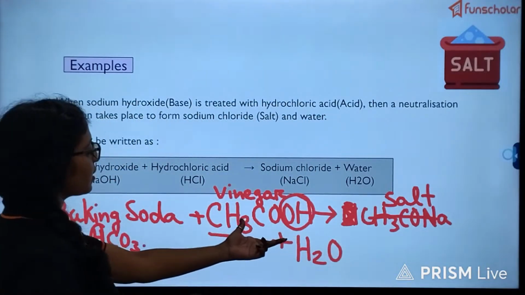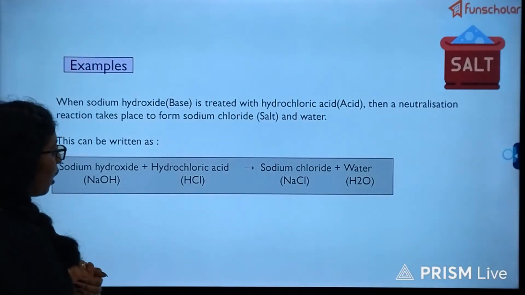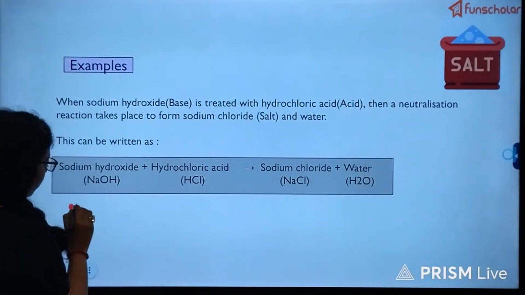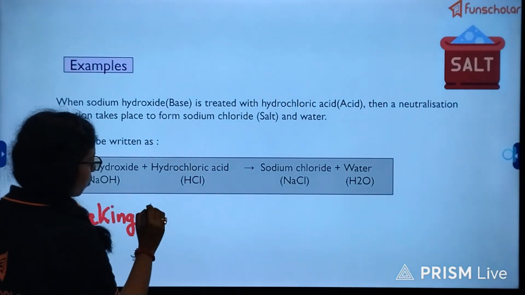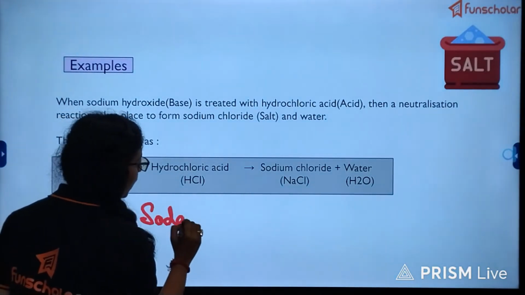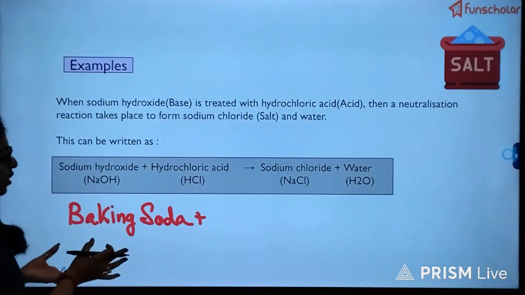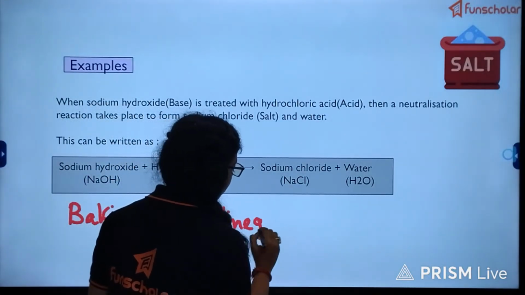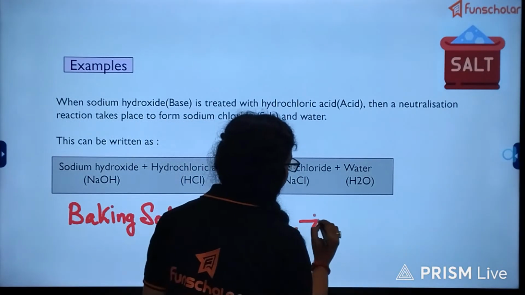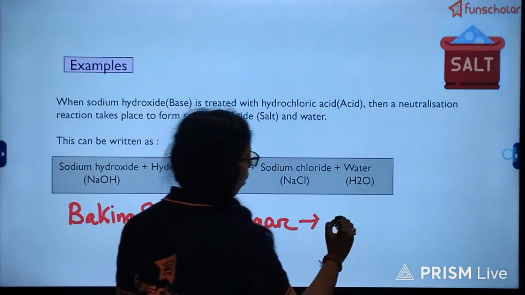So since it is broken from acetic acid, definitely, so let me refresh it for you. Okay, what is this? It is baking soda. What will happen is you will be mixing the baking soda with the vinegar, right? And what can you expect from it? You can expect from it one salt, right?